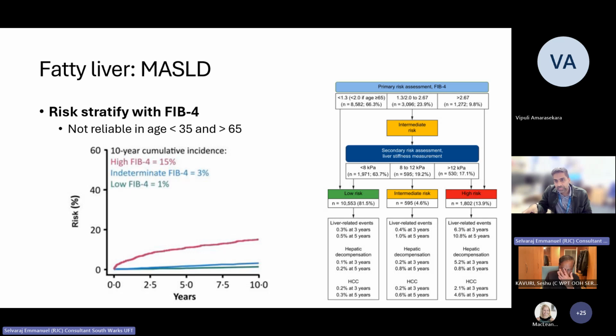And again, if you look at the table on the right-hand side, you can see the risk of liver-related events, hepatic decompensation, and HCC is very low in those people with FIB4 that is intermediate or low. And even if they're intermediate and they've got a FibroScan which is also in the intermediate range, again, the risk is still much lower compared to this group over here. So we need to be focusing on identifying patients who've got a FibroScan of more than 12 and a FIB4 of more than 2.67, rather than doing the bulk of our work trying to identify this group, because these are the group that are not going to run into trouble. These are the group that we need to be focusing our energy on.